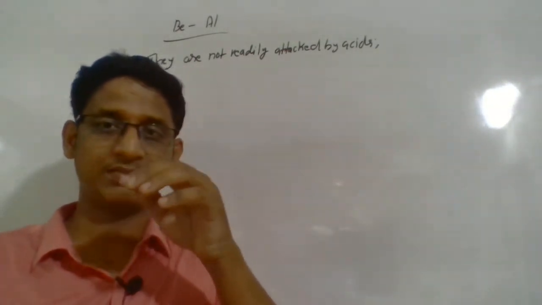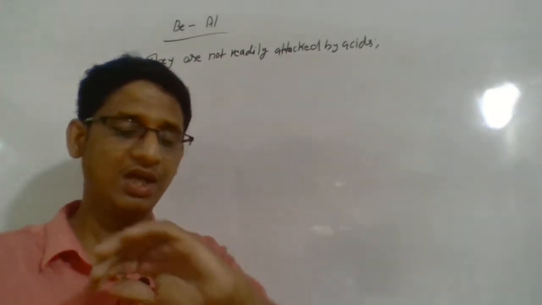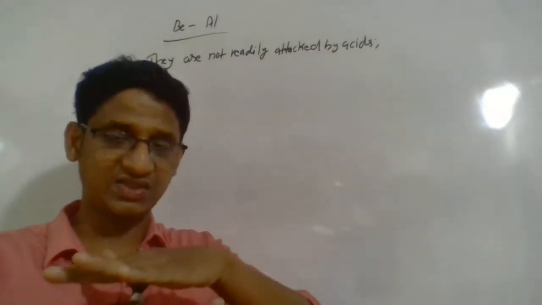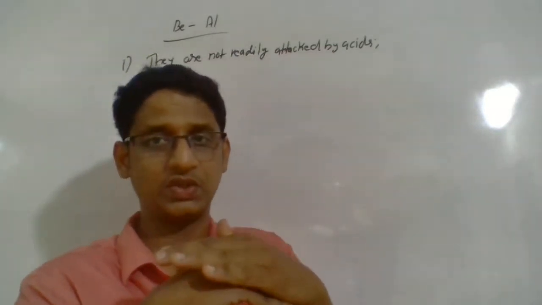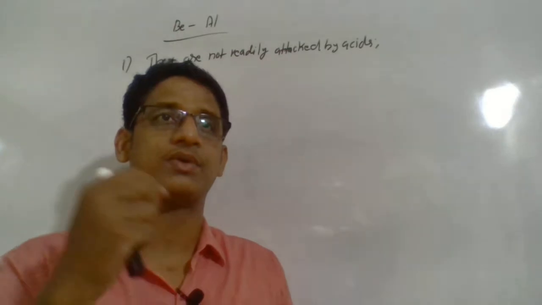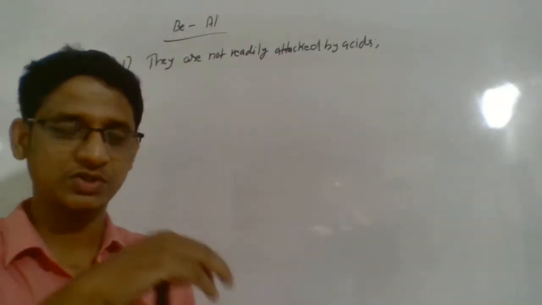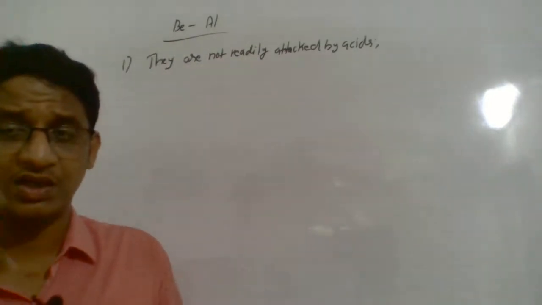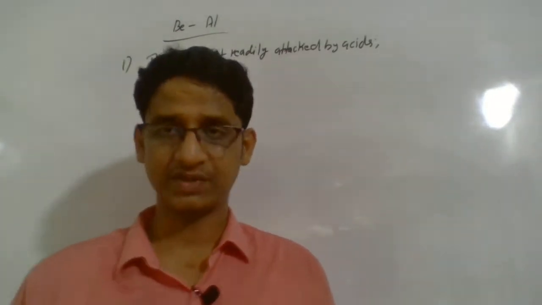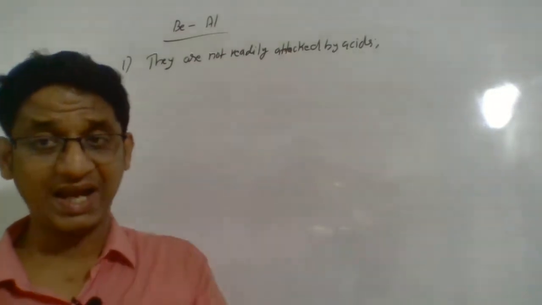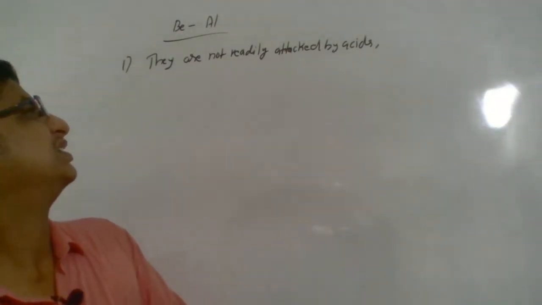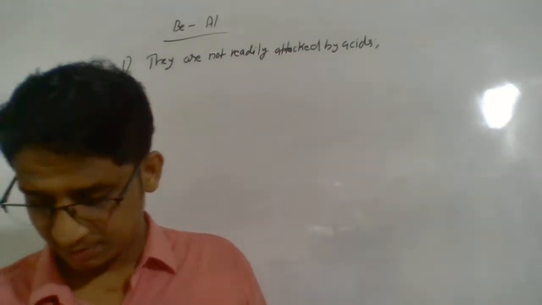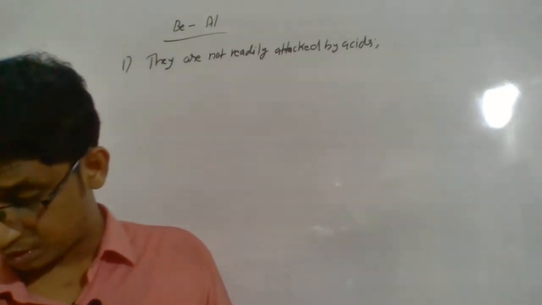When magnesium and beryllium are exposed to oxygen, beryllium oxide and magnesium oxide form on their surface and act as a protective layer, which means that layer has to be removed before these metals will react. So because of the oxide film coating on the surface of beryllium and aluminium, they are not readily attacked by acids. Second point, beryllium and aluminium show significant covalent behavior.